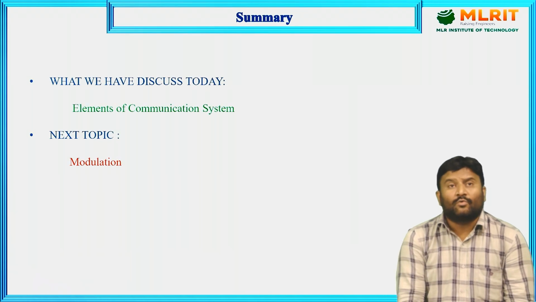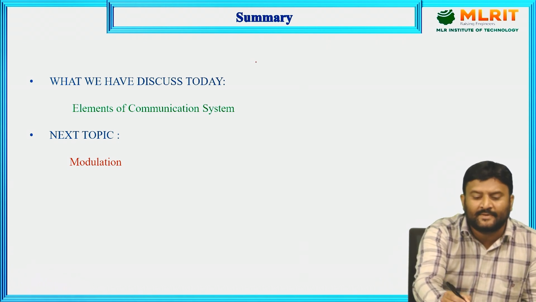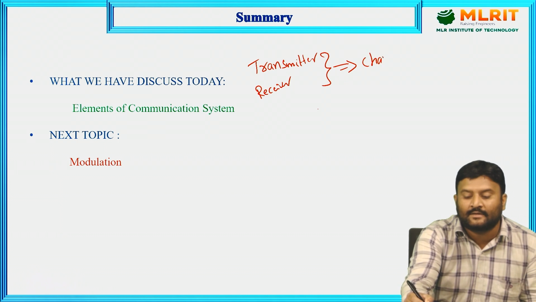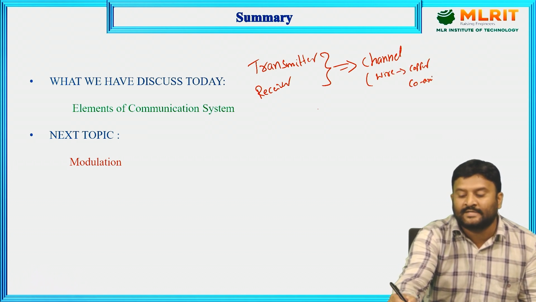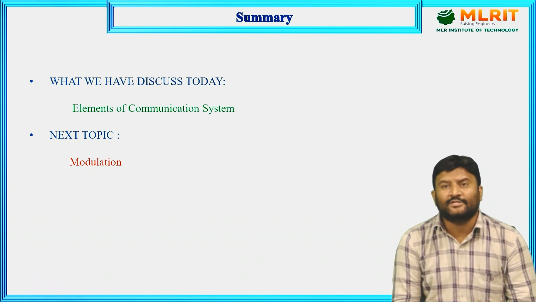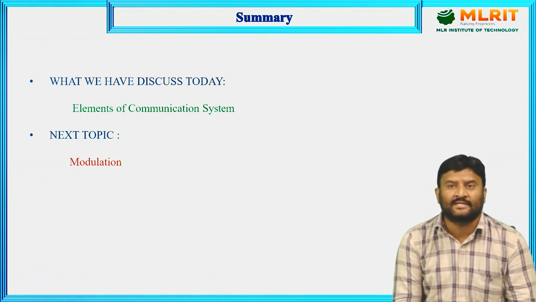So what we discussed in the class are the elements of communication systems. We discussed the transmitter and the receiver. Between the transmitter and the receiver, we discussed the channel. In the channel, we discussed wired communication, nothing but copper, coaxial and optical fiber cable, with respect to frequency. The elements of the system, transmitter, receiver and channel, we discussed. The next topic is modulation. In modulation, we discuss what a low frequency signal is, what a high frequency signal is, and the importance of modulation. These things will be discussed in the coming session.